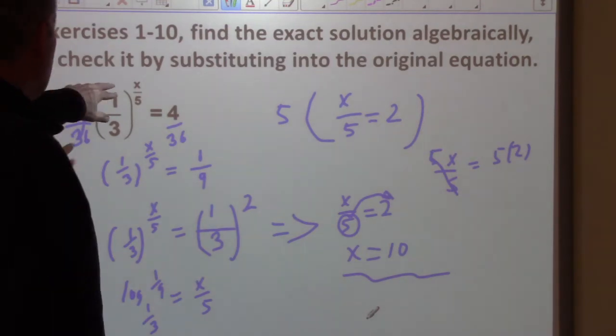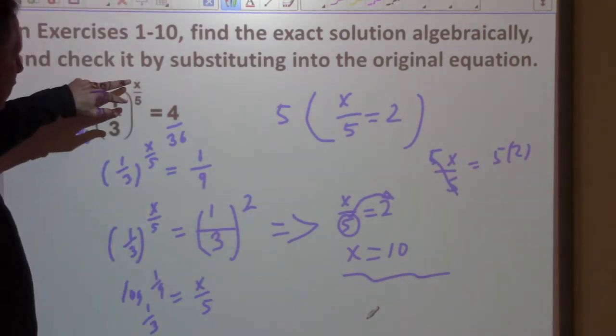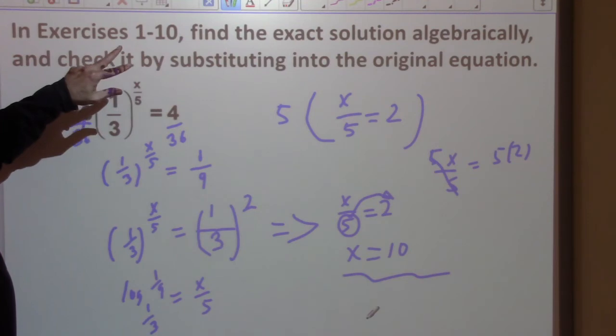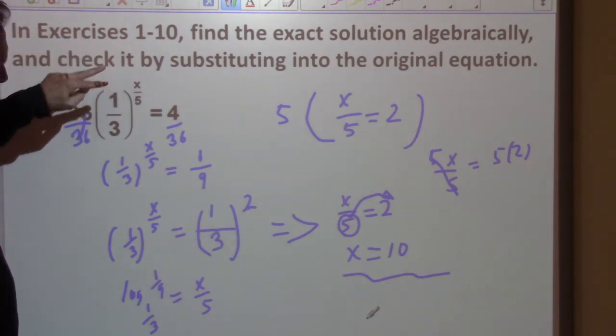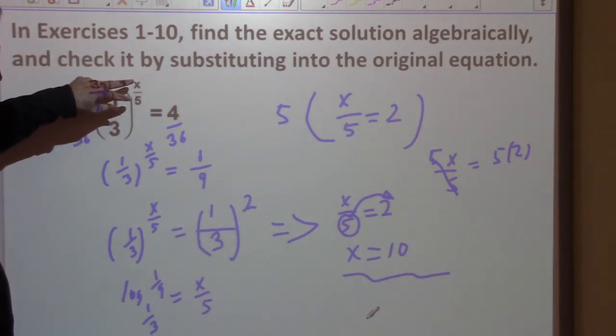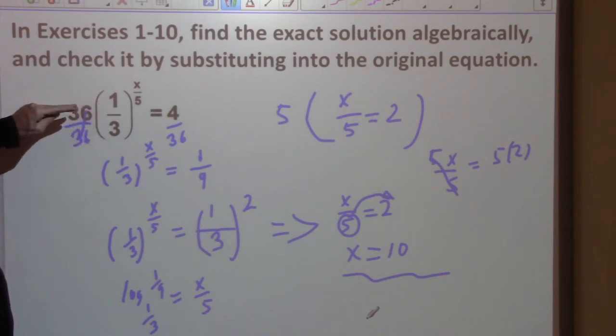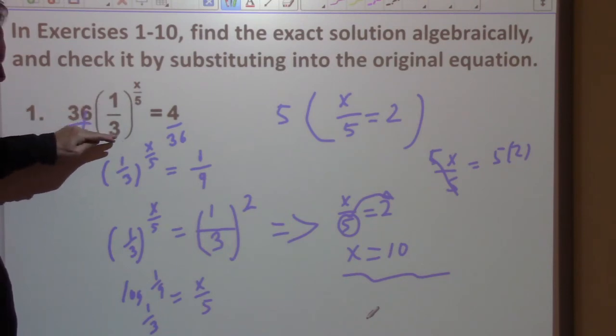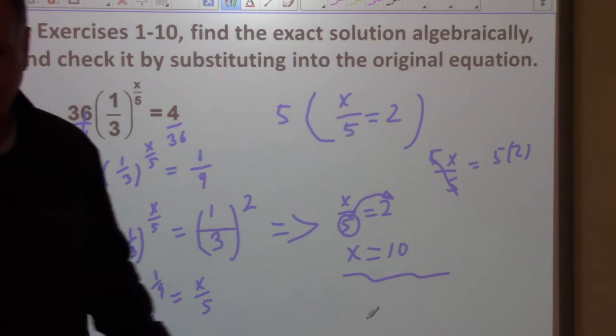And really, if you plug in 10, 10 divided by 5 is 2, and 1/3 squared is 1/9. And 36 divided by 9 is 4. All right?